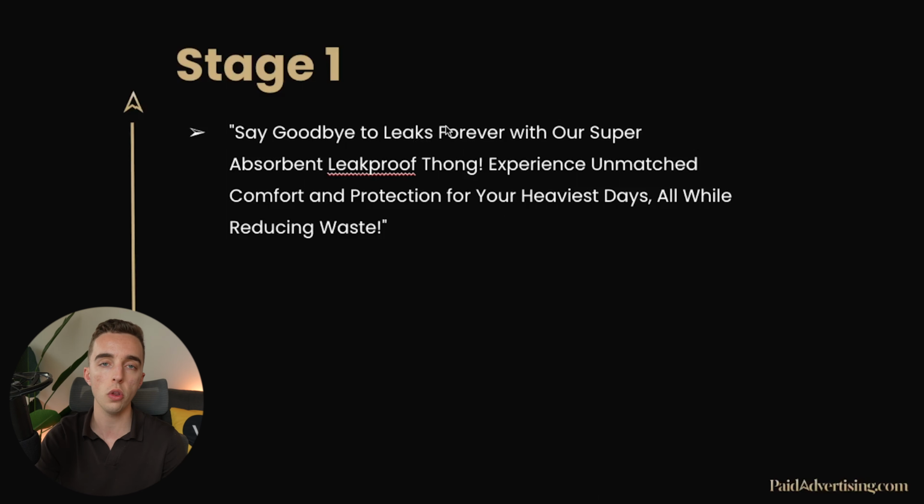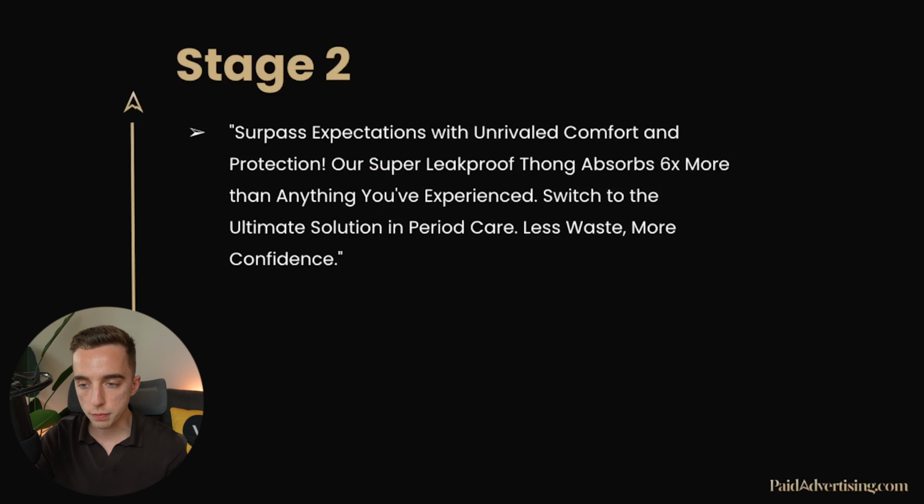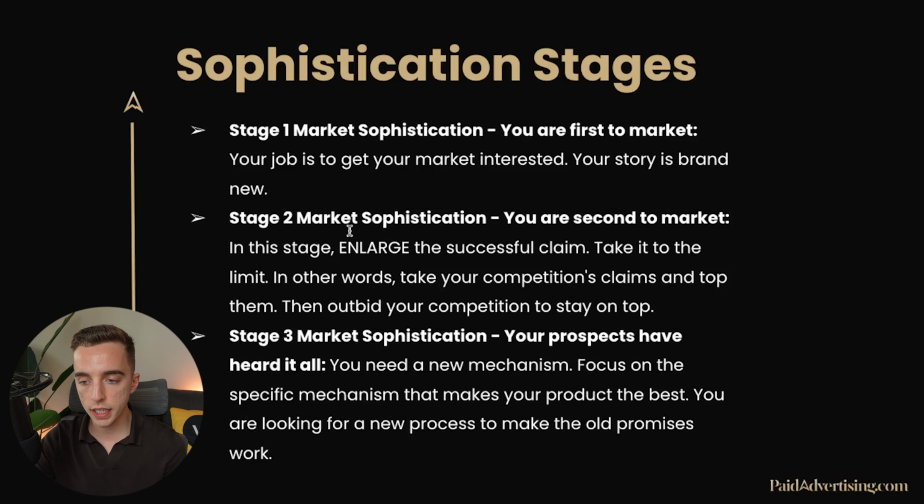So this is an all-out claim. It's saying in one or two sentences everything there is to know in general about your product. This is a summary of what your product can do in the life of these people, okay? Now, stage 2, let's get back to the beginning. You are second to market. So what you do is you take the same thing, but you make it bolder.